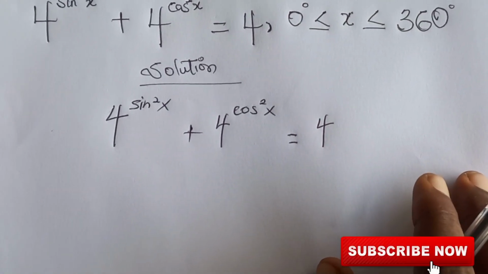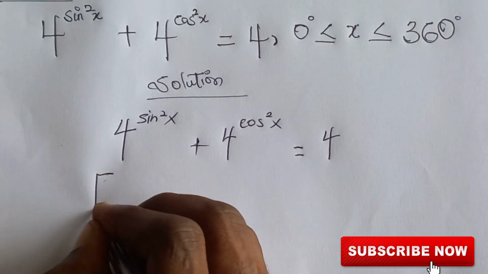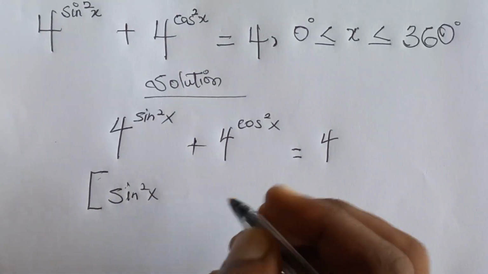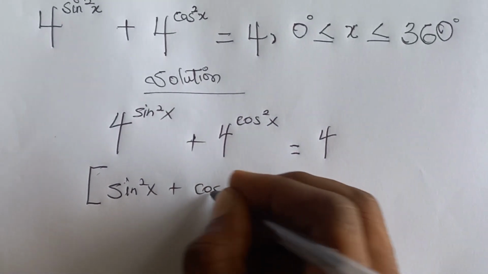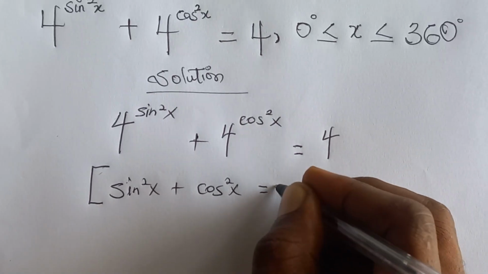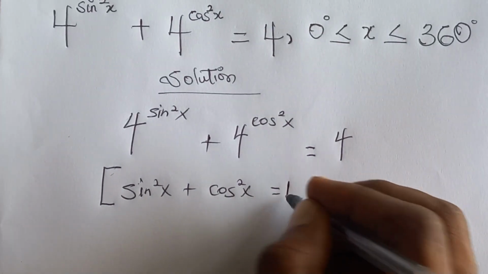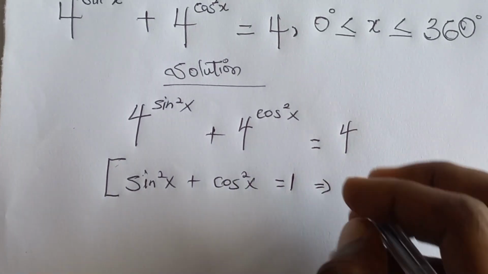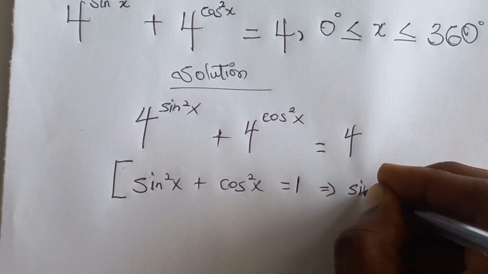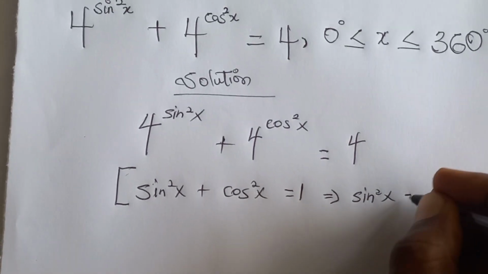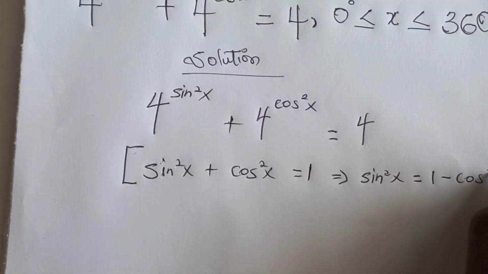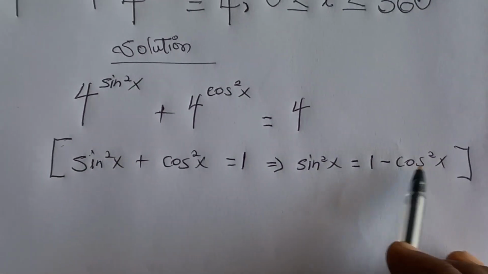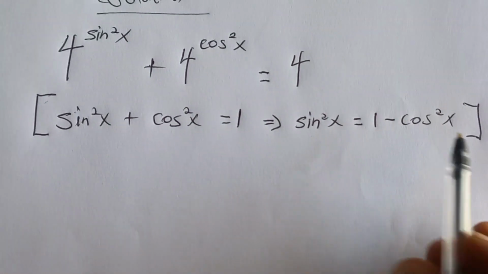Okay, and before we move on, let's analyze this. We have sine squared x plus cos squared x, which is equal to 1. So in this case we can make sine the subject, so it becomes sine squared x is equal to 1 minus cos squared x. So we can replace the expression of sine in terms of cos. Okay, so let's do this.